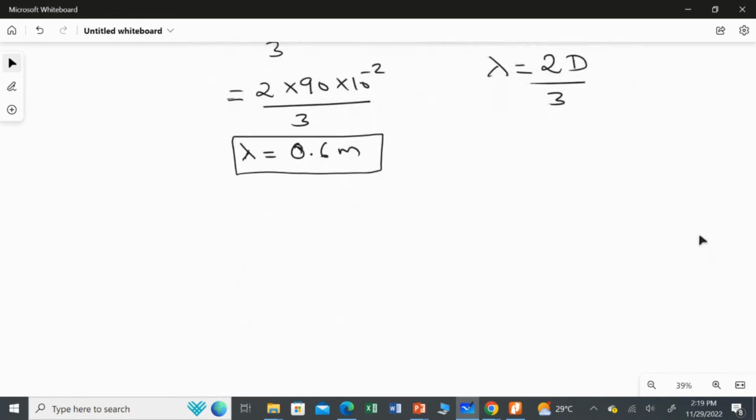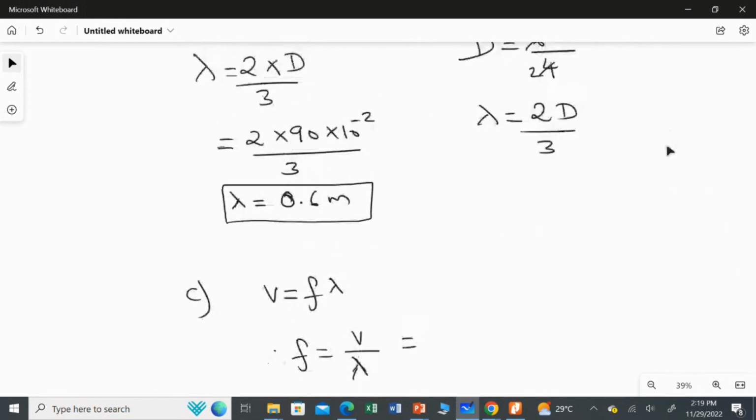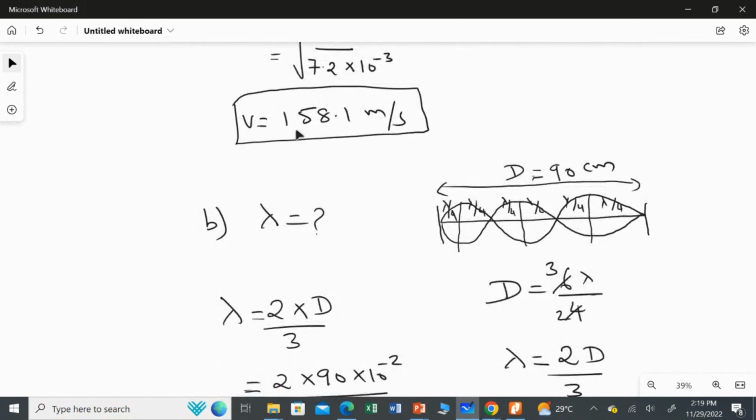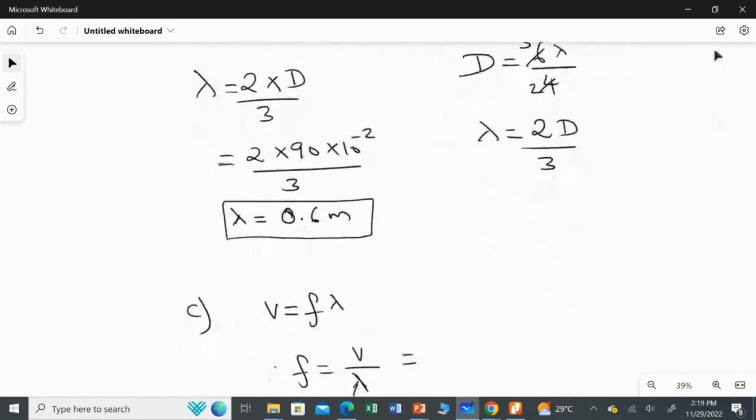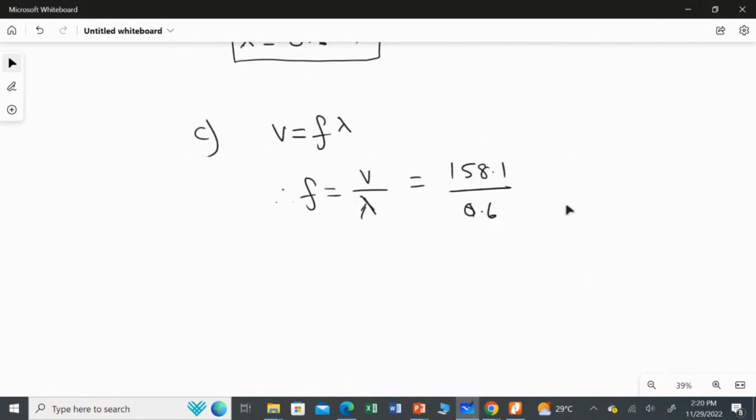In the third part, we are going to find the frequency. As we already studied in the theory, speed is equal to frequency multiplied by lambda. Therefore, the frequency is equal to speed over lambda. The speed and the wavelength we already found in part A and part B. So I'm going to take the values of v and lambda from the previous answers: v we got 158.1, and lambda we got 0.6.